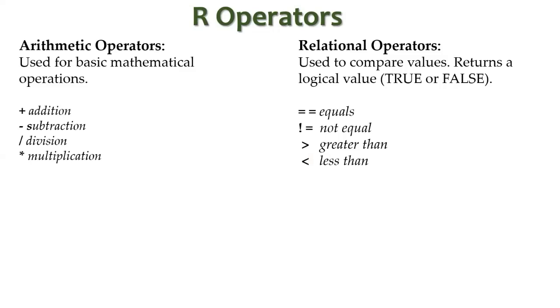So we have relational operators. The relational operators are used to compare values, and they return a logical value. So when you use a relational operator, it will not return a number, it will return a logical value. It will return either true or false. Now you see that I have two equal signs and I am saying it is equals. So in R, two equal signs mean equals.